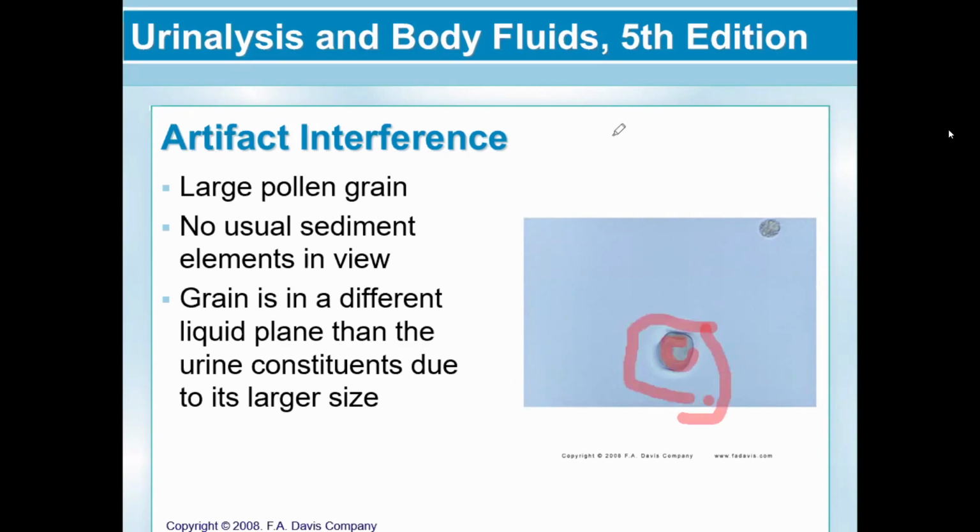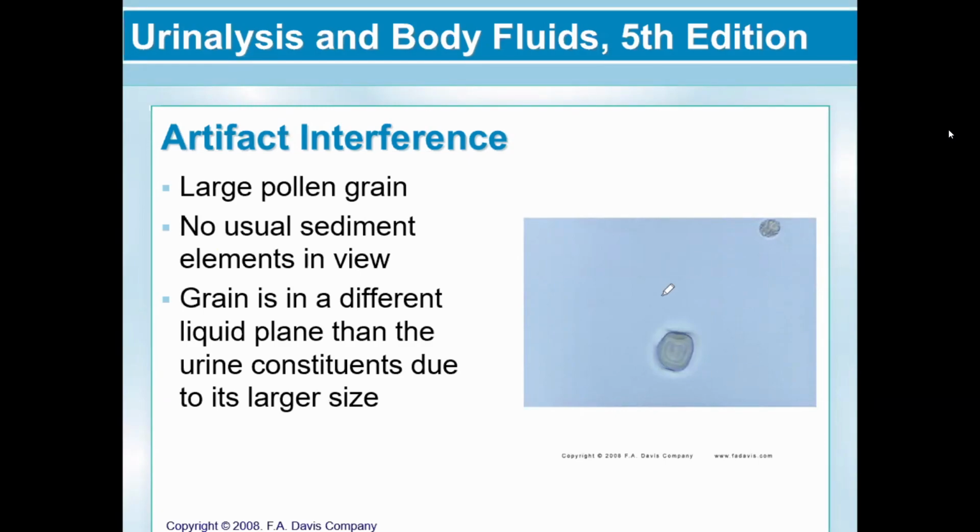So if you observe its sides, guys, it's highly refractile. Your air bubbles also look like this. It's just that the inside of an air bubble is clear, or plain. Here, you can see it has round shapes inside. Okay, so this is a large pollen grain. So it's a contaminant. Okay?